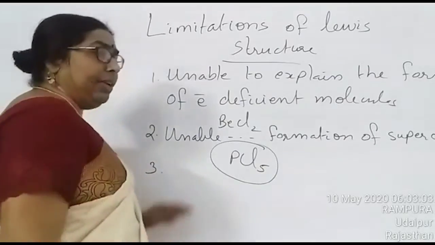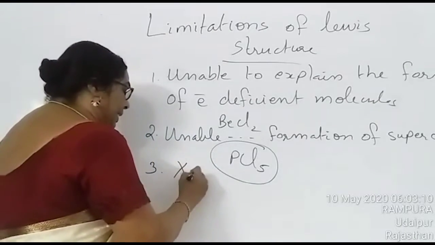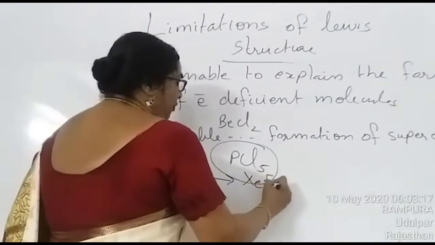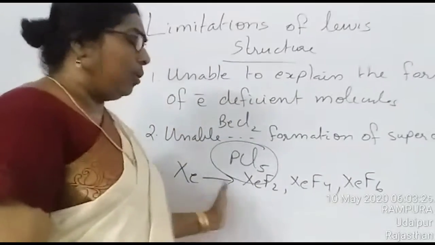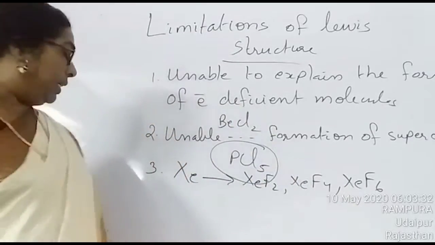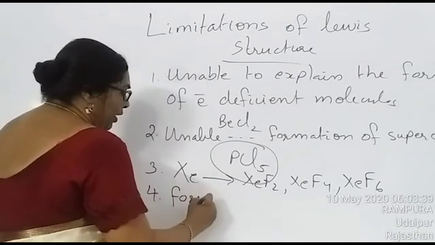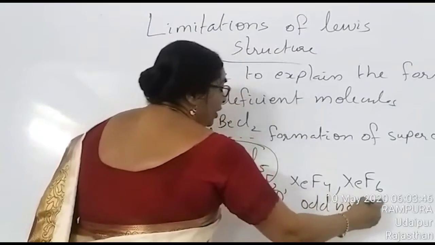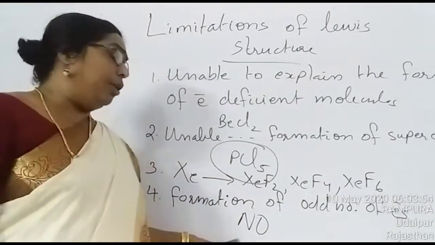Third, we know, children, that 18th group elements possess 8 electrons in their outermost shell. So xenon, which is an element from the 18th group, already has 8 electrons. Still it forms compounds like XeF2, XeF4, XeF6, XeOF2. There are so many compounds of xenon. Even then, the Lewis structure was unable to explain the formation of xenon compounds. The next one, we can say that the Lewis structure was unable to explain the formation of molecules with an odd number of electrons. For example, if you consider NO, this structure Lewis was not able to explain.